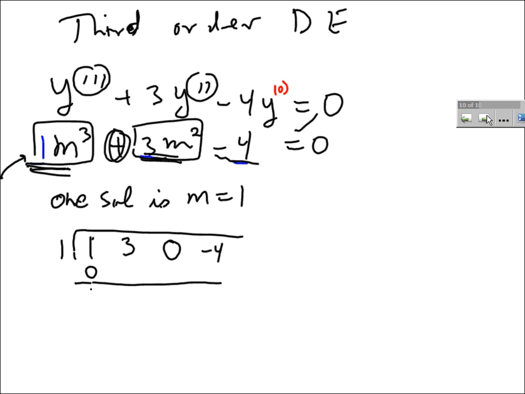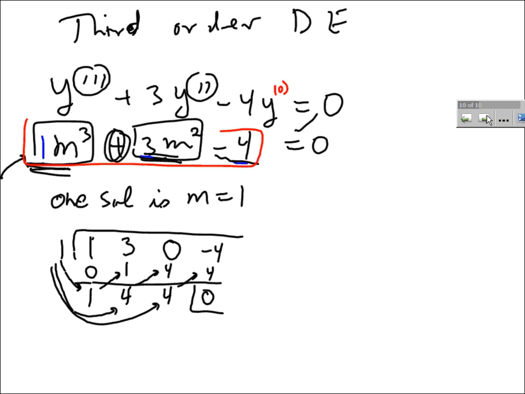And you add, you get 1. You multiply, you put the answer there. You add the 3 and the 1, you get 4. You multiply, 1 times 4 is 4. The answer goes there. You add 0 and 4, you multiply, 1 times 4 is 4, you put the answer there, and when you add you get 0. That's your check. Isolate the 0. Your equation started from a cubic, so it goes down to a square. It's 1m squared plus 4m plus 4.